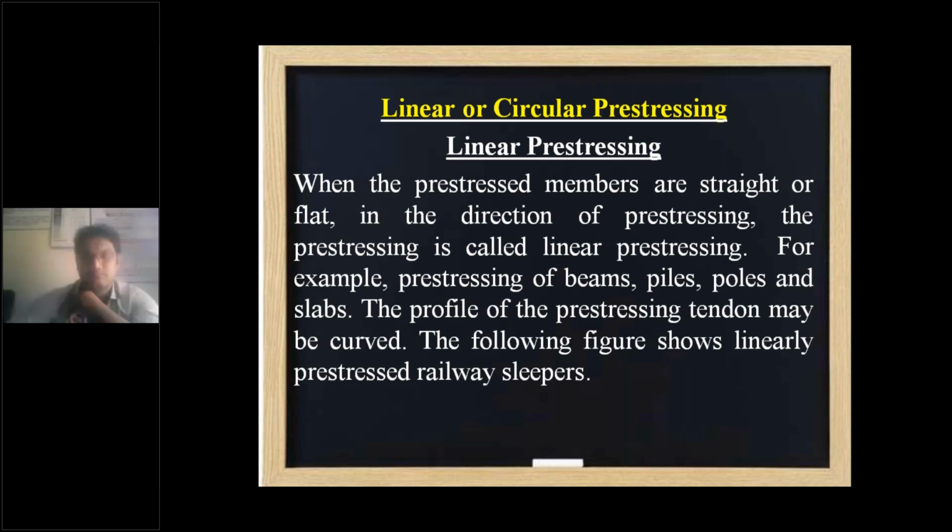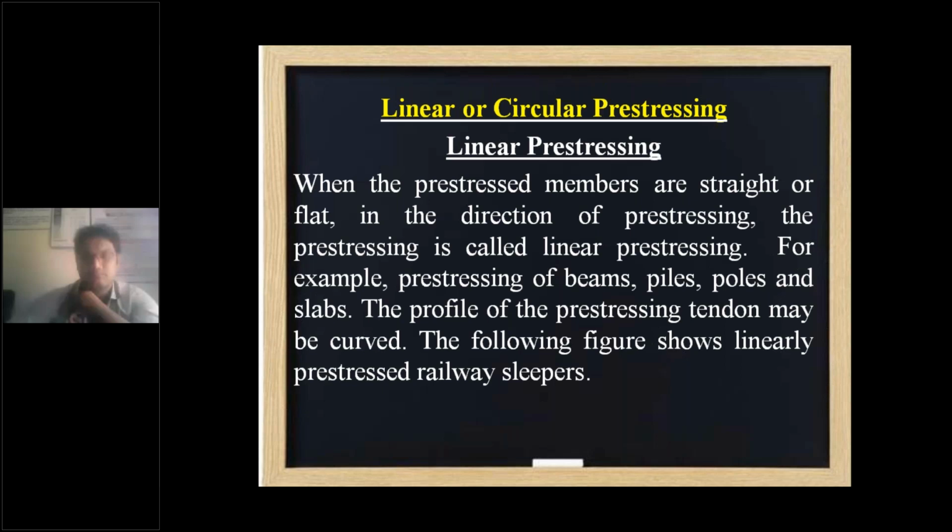You can tell the examples we have seen till date. Prestressing of beams is linear prestressing. Prestressing of piles is linear prestressing. Why? Because a pile is also a vertical member. Electrical poles are linear prestressing. Slabs are all linear prestressing. Okay, so the profile of these prestressing, I mean the tendon, is going to be in a curve.